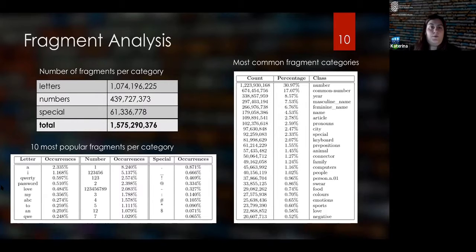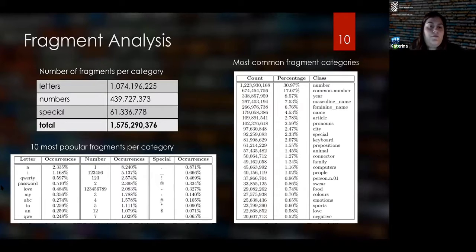We've also done what we're calling a fragment analysis. As you saw in the masks in the previous slide, a lot of passwords contain more than one type of character. So what we've done is that we've cut passwords into fragments. As you can see, we have a total of 1.5 billion fragments. And since the data set is 500 million passwords, we see that a lot of the passwords do indeed contain fragments. So the breakdown of the fragments can be shown here.